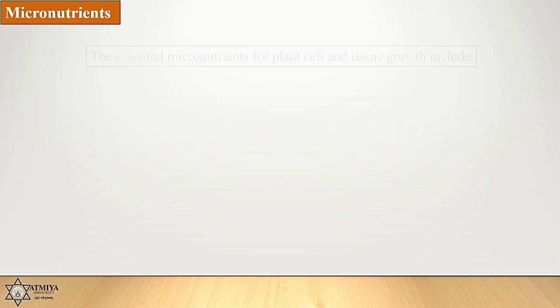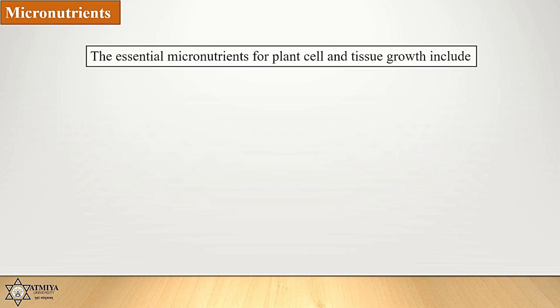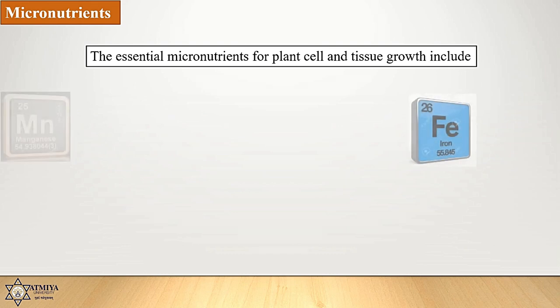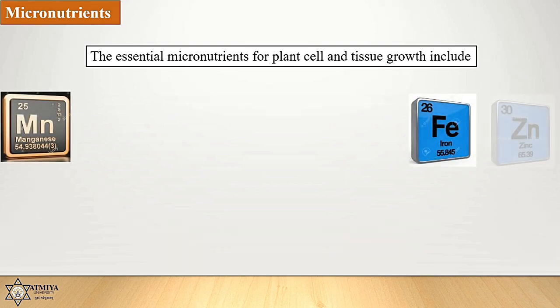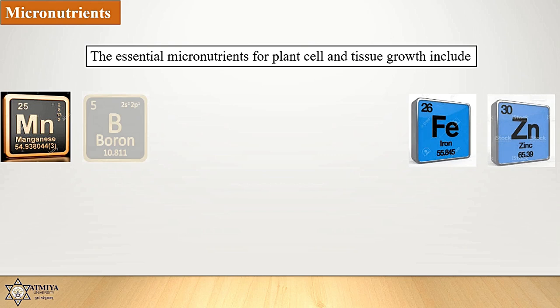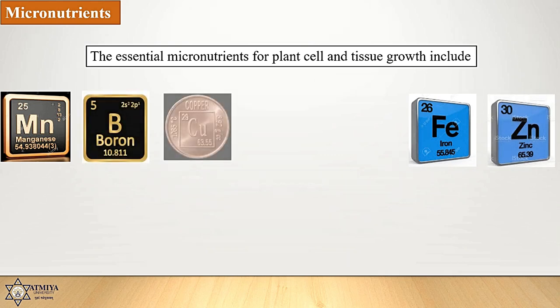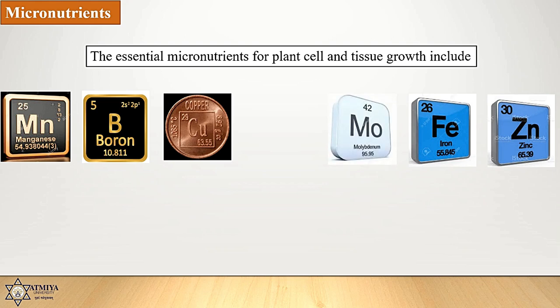Micronutrients. The essential micronutrients for plant cell and tissue growth include iron, Fe, manganese, Mn, zinc, Zn, boron, B, copper, Cu, and molybdenum, Mo. Chelated forms of iron and zinc are commonly used in preparing culture media. Iron may be the most critical of all the micronutrients.